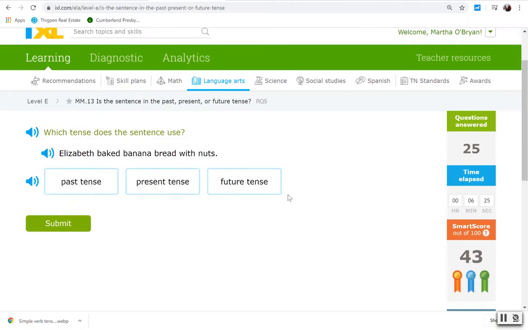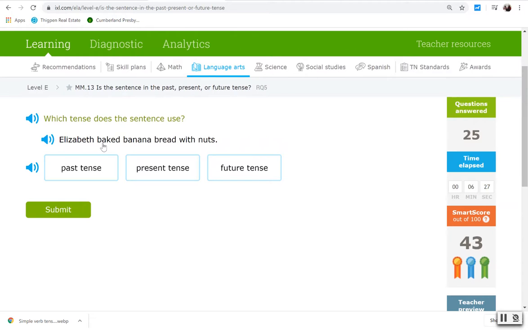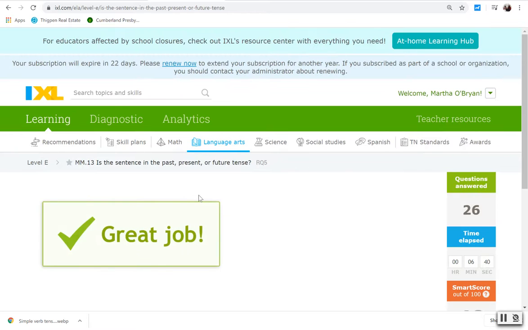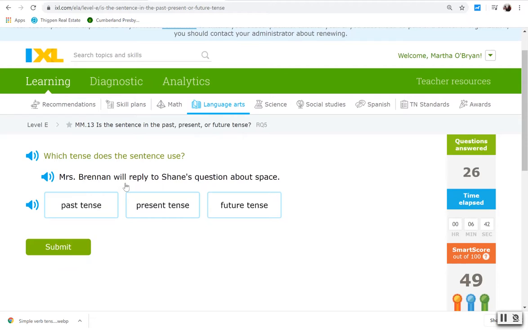And let's do two more. This time they're not putting the verb in bold for us, so we need to recognize that the verb is the action word. Elizabeth baked banana bread with us with nuts. Baked is the verb, and that's in the past tense. And one more example. Mrs. Brennan will reply to Shane's question about space. We've got will, and then the verb reply. That word will is a clue that it's future tense.